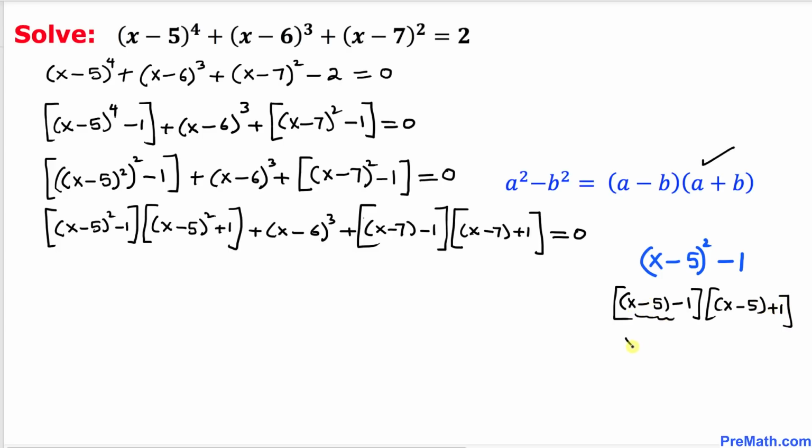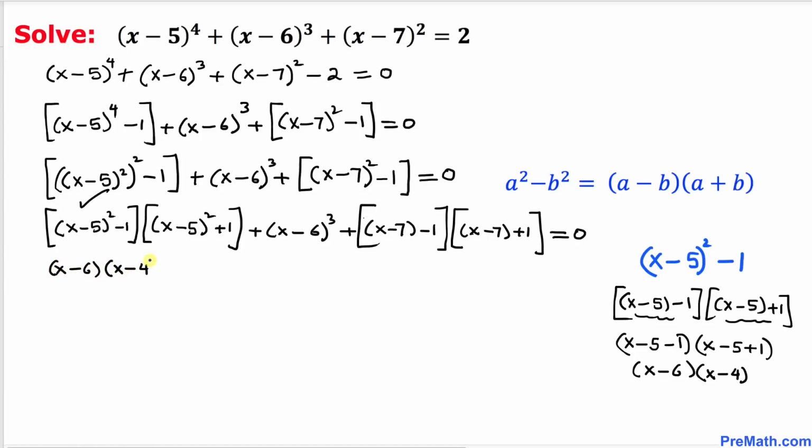That's going to give us (x − 5 − 1) times, likewise, we're going to take care of this one inside this bracket. I can write (x − 5 + 1). Let's simplify. This is the same as (x − 6) times (x − 4). So I'm going to replace this part by this (x − 6) times (x − 4).